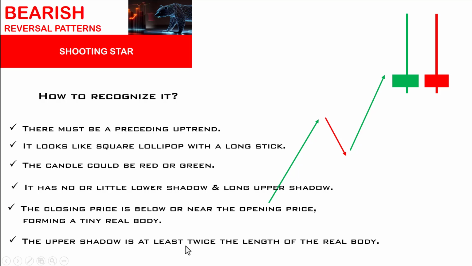The upper shadow is at least twice the length of the red body, so this one is the key. Let's say from here to here is 10 pips. From the red body to the top of the wick has to be 20 pips or more, 1:2 or more. The longer the ratio, the stronger the signal. Let's say the red body to the wick is like 1:5. That's a very strong reversal pattern. So let's go to the next one.